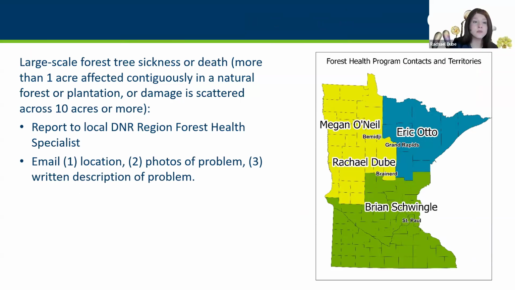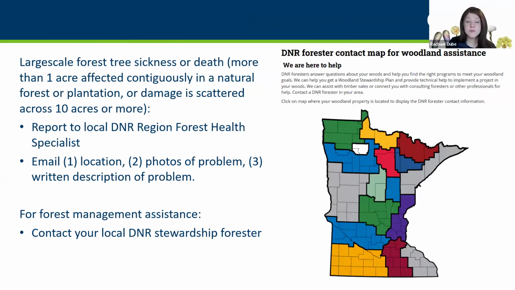We do tend to deal more with large scale forest tree sickness or death that's larger than 1 contiguous acre or more scattered damage occurring over 10 acres or more. And if you do want some forest management assistance, you can contact your local DNR stewardship forester. This map on the right is on our DNR website.